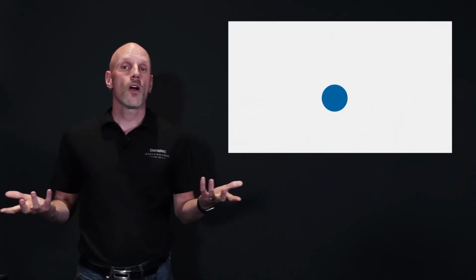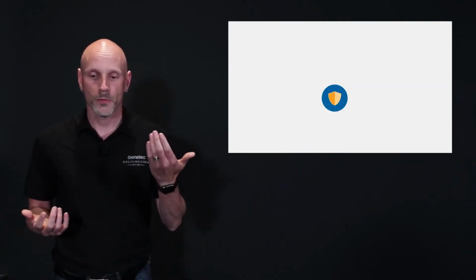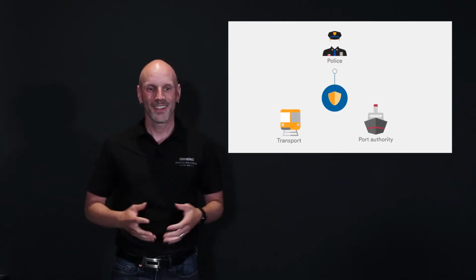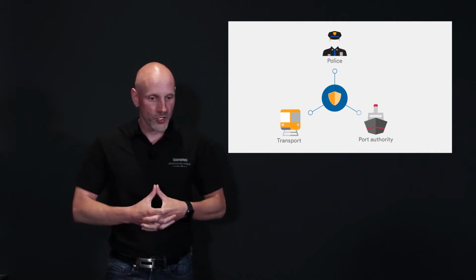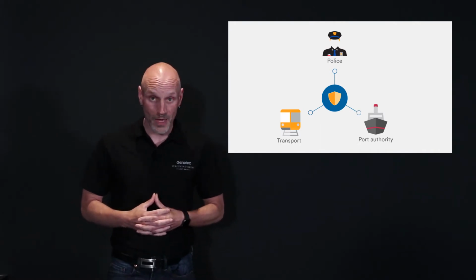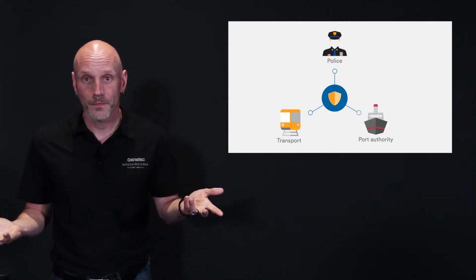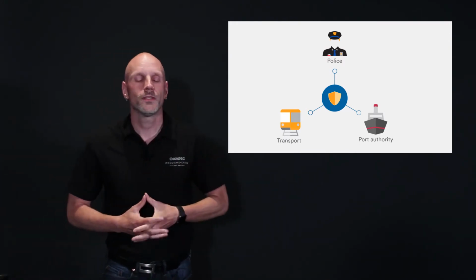We have 3 disparate offices in a particular city. We've got the police, we've got the Department of Transport, and we've got the Port Authority. Each of those 3 offices has their own budget, their own mandate, and their own VMS. It just happens that they're all Security Center, let's say, of different versions. But the police's mandate is more important than that.